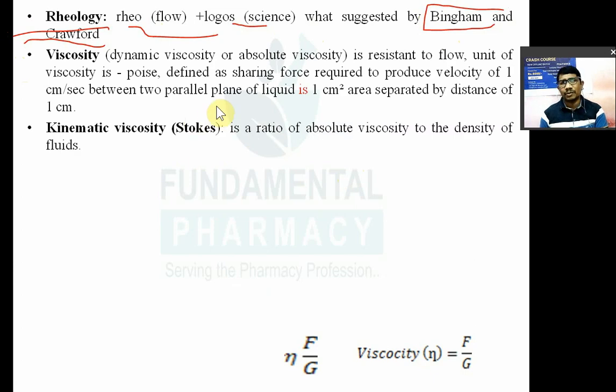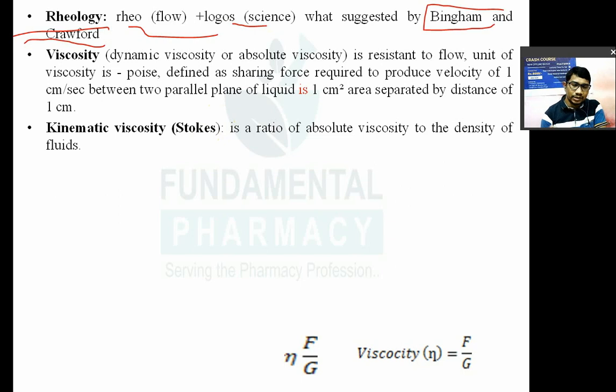Now, if you apply a particular force or stress on a liquid, it will start flowing. If you apply force on a solid, the solid will deform. If force is applied on a solid, what will happen? It will deform or break down. So deformation of solid will be there, and in case of fluid there will be flow. The type of flow and the science of flow is nothing but rheology.